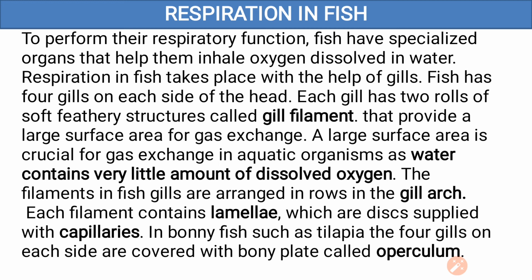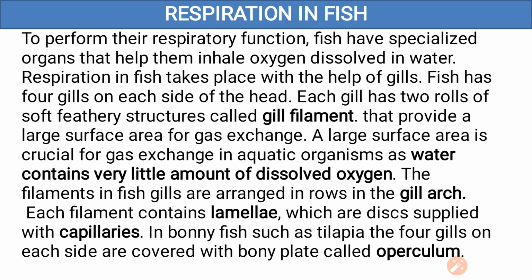To perform their respiratory function, fish have specialized organs that help them take in oxygen dissolved in water. Respiration in fish takes place with the help of the gills. Okay, that's the respiratory structure. Fish have 4 gills on each side of the head. Each gill has 2 rows of soft feathery structures, which we call the gill filaments. It provides a large surface area for gas exchange.